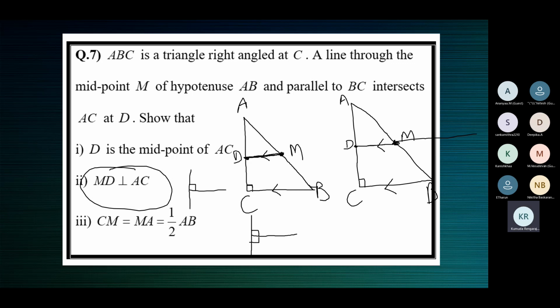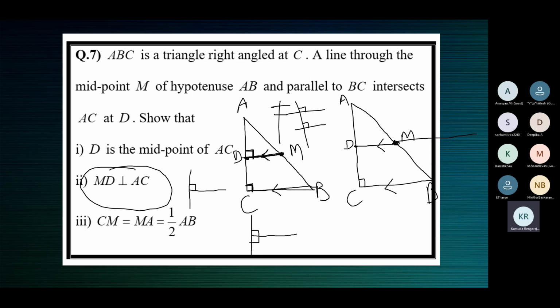Since this is 90 degrees, the corresponding angles are equal, so this is also 90. Why? Because we know that these two lines are parallel. This line is parallel to this line, known to us. So parallel lines and AC is a transversal. You know that, right? Parallel lines, transversal, corresponding angles are equal. So we have 90 here also.